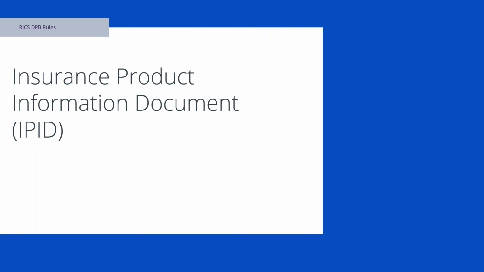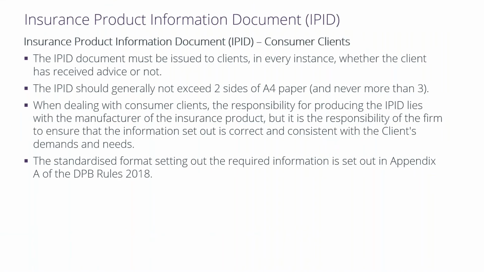The IPID provides key details about the insurance policy being offered. So starting with consumer clients, a consumer client would be someone who is not acting in the course of business, for example, a tenant purchasing tenant's contents insurance. The IPID document must be issued to the consumer clients in every instance, whether the client has received advice or not. The IPID for consumer clients should not generally exceed 2 sides of A4 paper and never more than 3.